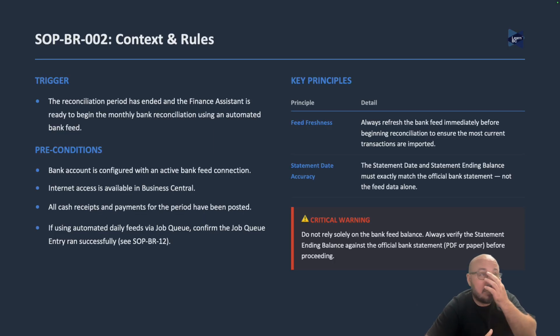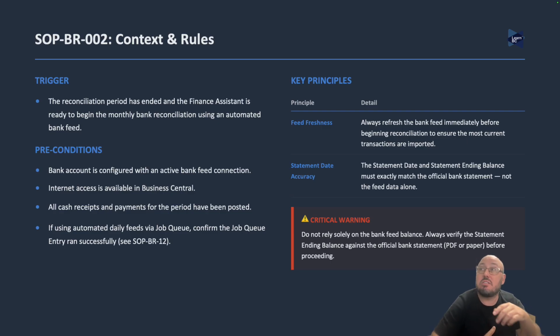But the trigger here is that the reconciliation period has ended and the finance assistant is ready to begin the monthly bank reconciliations. Let me say this, we don't do it like this in Australia. We get a statement update daily from the bank, so it means we run the reconciliations daily.